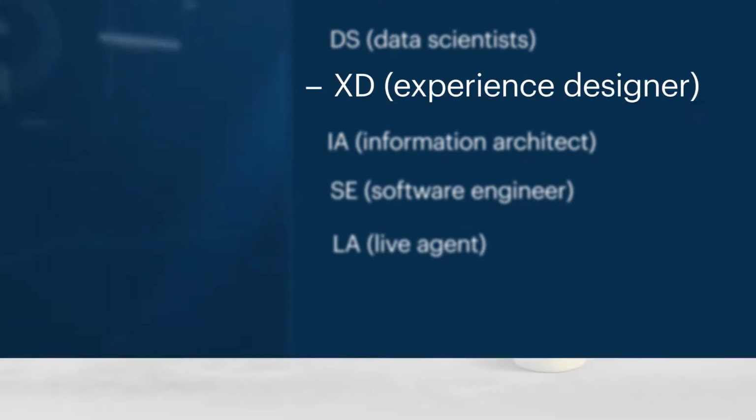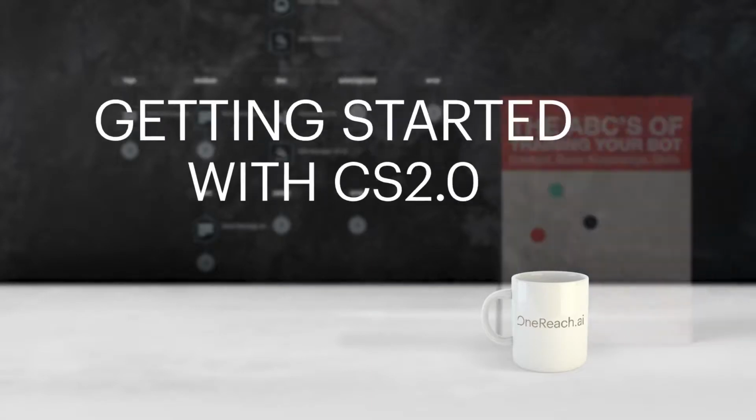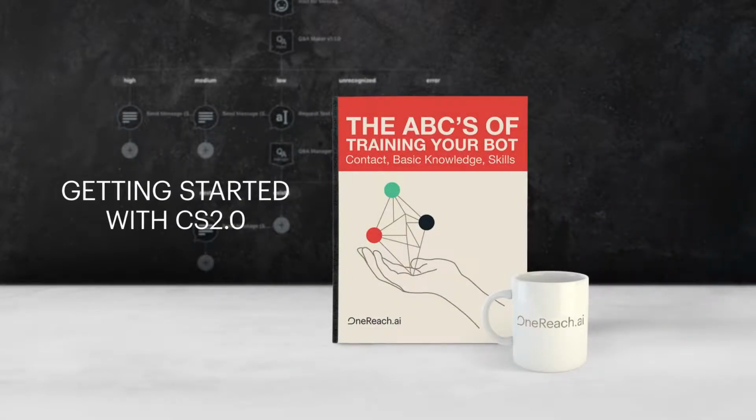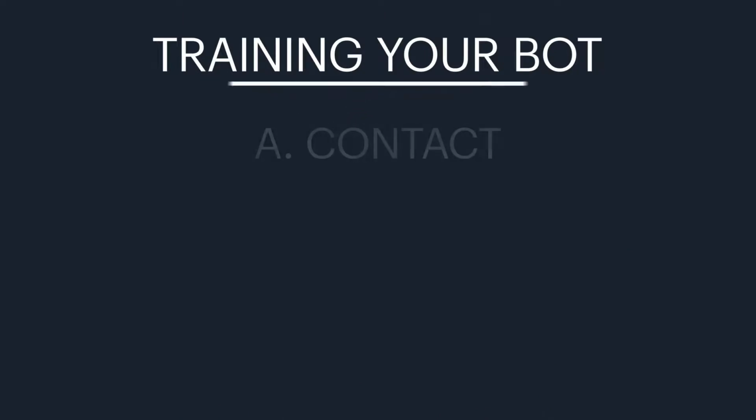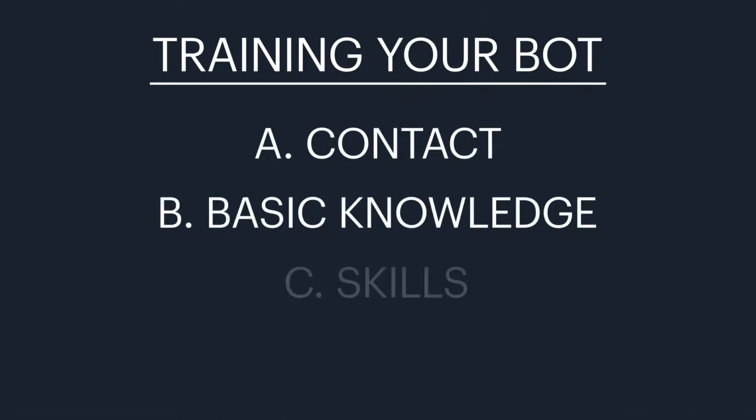Now, this is the second video in our Getting Started series, so be sure you've watched the first video, the ABCs overview, before continuing. Ready? Here we go. In the first video, we covered the ABCs for building bots: contact, basic knowledge, and skills.